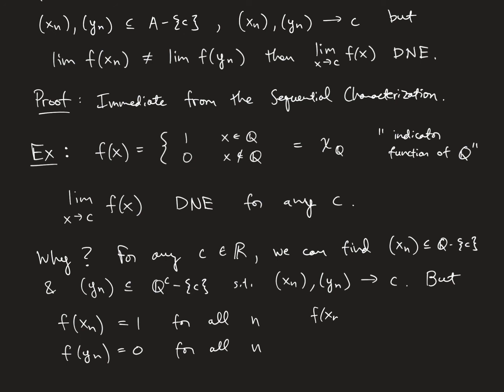So f of xn converges to 1 since it's a constant sequence, and f of yn converges to 0. And 1 is not equal to 0. So that implies, by this corollary that we were just discussing, that the limit as x approaches c of f of x does not exist.